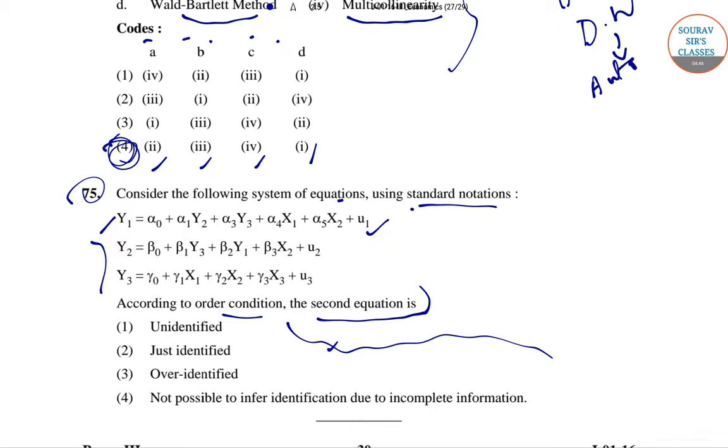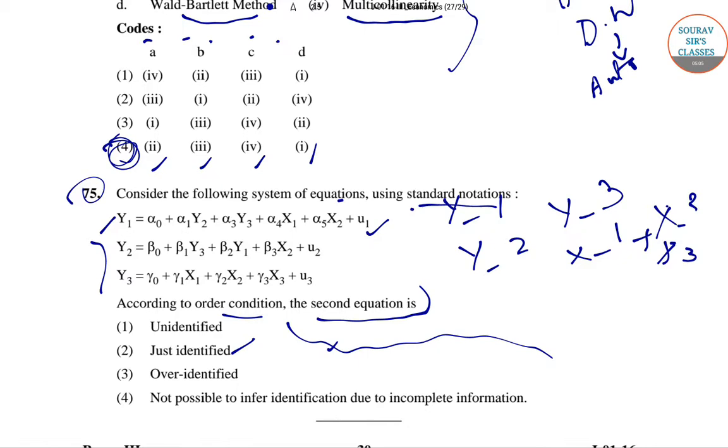Now the variables in this system in total are y1, y2, y3, x1, x2 and x3. So there are 6 in total. So for question number 75, we know they are just identified.